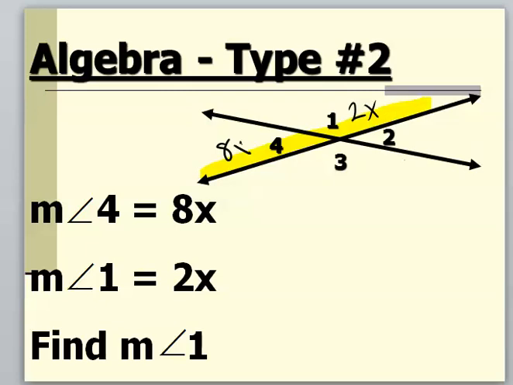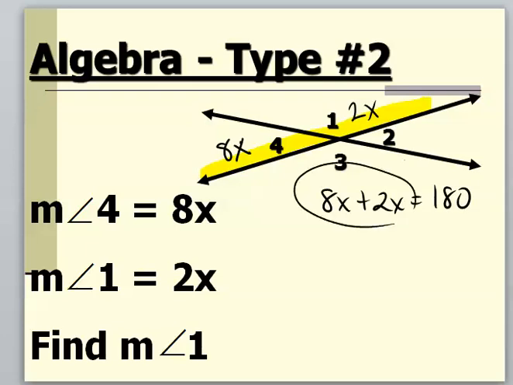If they're next to each other, if they're adjacent, we're going to add these up and set it equal to 180. So we're going to do 8x plus 2x equals 180. These are like terms. We don't have to do any opposite operations. 8x plus 2x is 10x. And if we divide by 10, we'll find that x is 18.